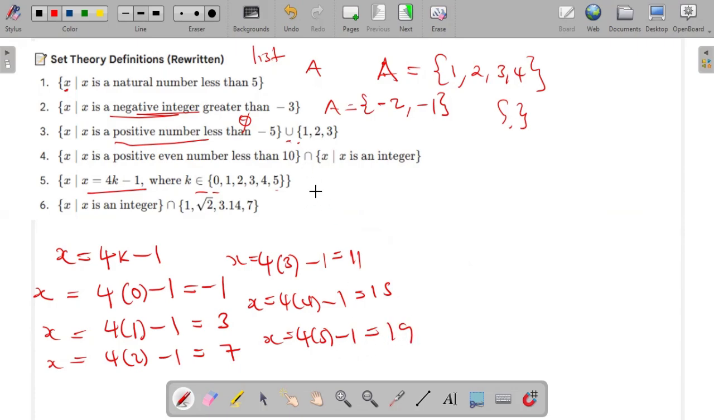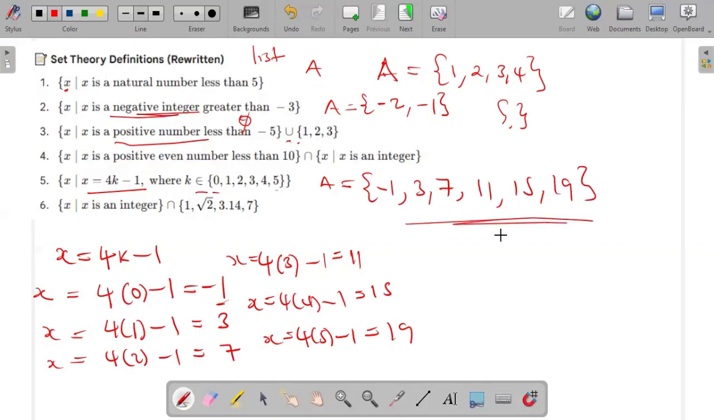So to list out this set on part 5, which I'm just calling A in this case, it is just going to be the values that I had here: -1, 3, 7, 11, 15, and 19, like that. So this is the set that I am going to have there. Okay, so from here, let's do the last part.